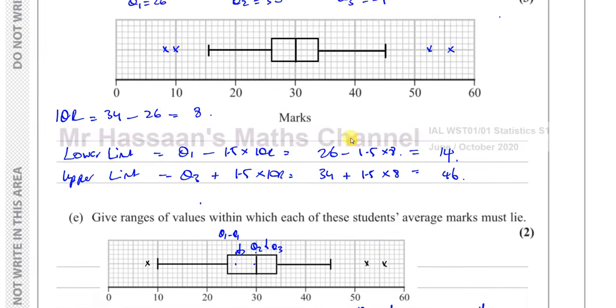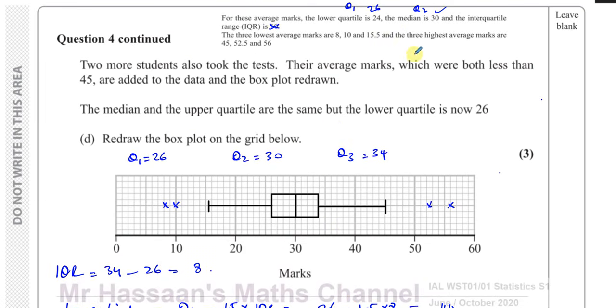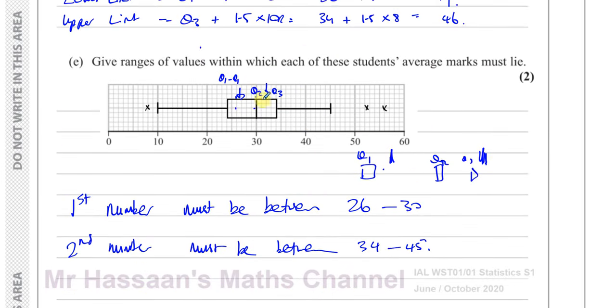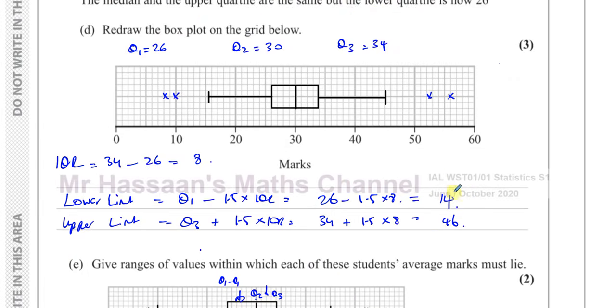It must be between 26 and 30 because it says here the quartile has now become 26. So the number you add can't be, for example, 25, because then it will increase to 25. It could be anywhere between 26 up to 30. It can't be more than 30 because we want the other number to go after those two, which will cause these to stay in the same place. So I hope that's clear.